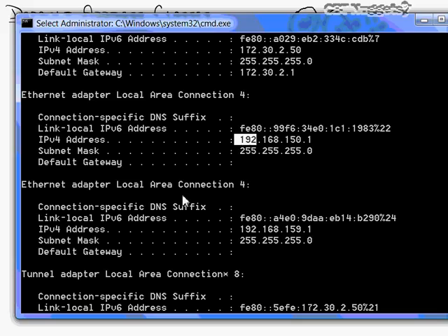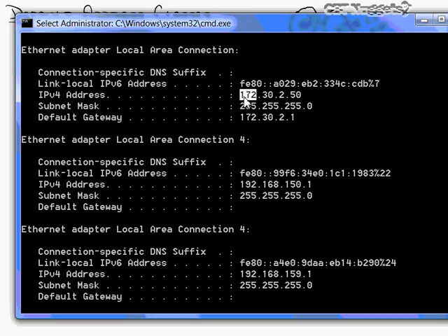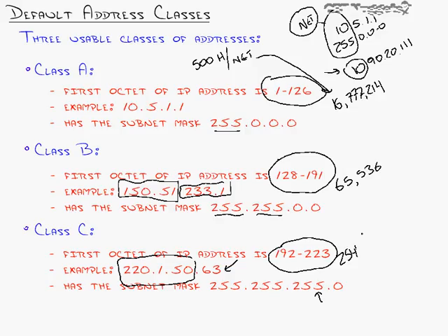I also see that my computer, which by the way has a lot more network cards than most, has another network card with the IP address 172.30.2.50. That is a Class B address because it starts with a 172. And I look right here, Class B is 128 through 191. Finally, Class A, 1 through 126.